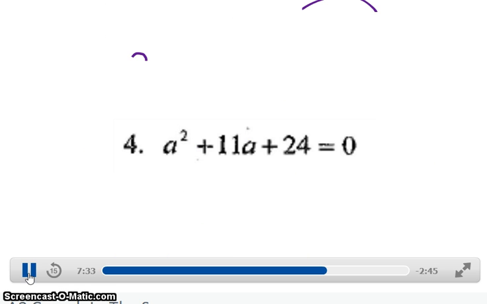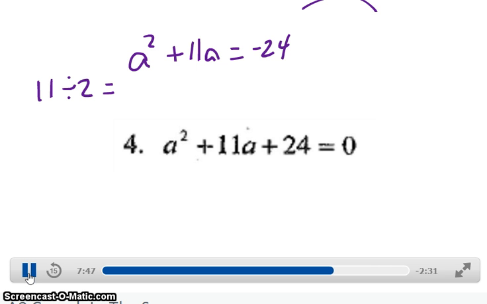Got to move that 24. A squared plus 11a equals negative 24. Take the b, or the number that was in front of a, divide it by 2, and you get a decimal. Do not panic, you have a calculator. 11 divided by 2 is 5.5. Square that, 30.25. Add that to both sides.